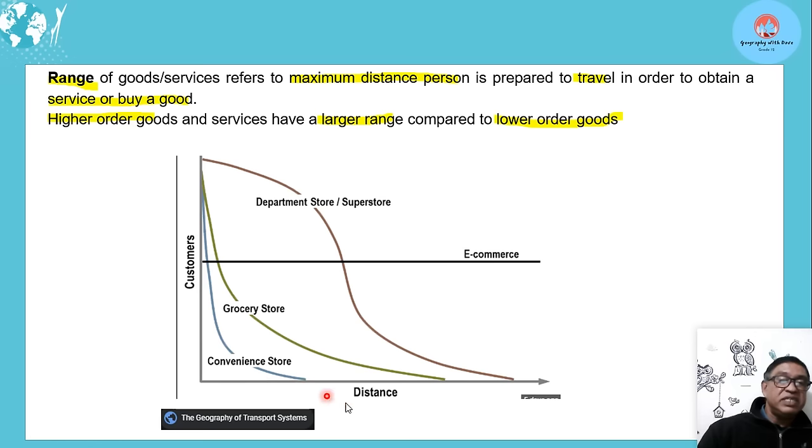All right, the distance is less. This is distance and customers, obviously. Now it's here, it's less. Okay, the grocery store, which sells a variety of groceries, may be selling your bread and milk, chocolates and things like that. For the grocery store, selling a variety of various things, people will travel further.